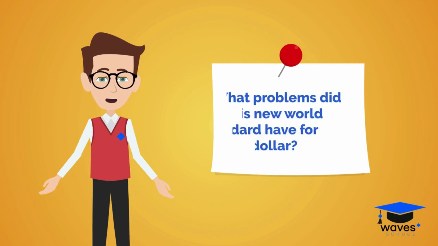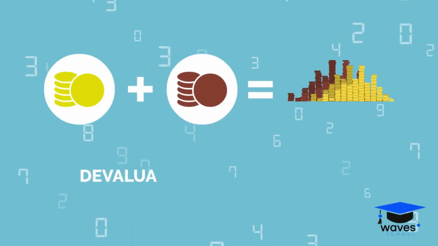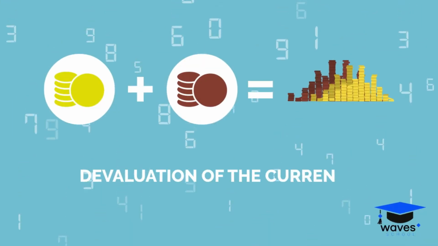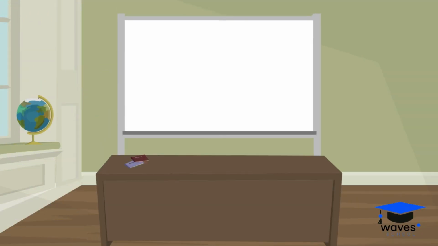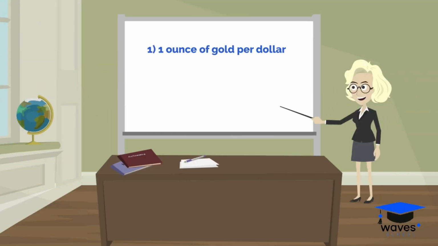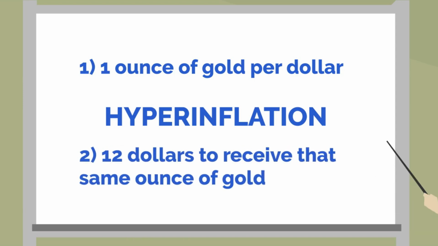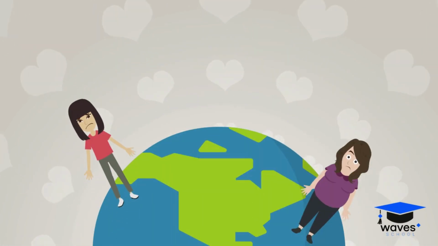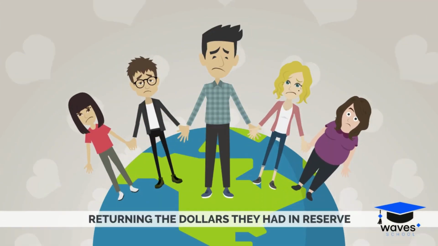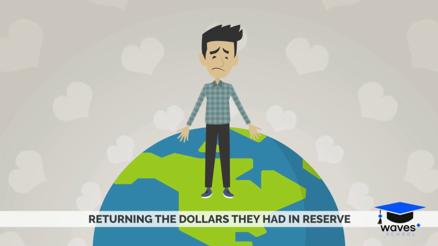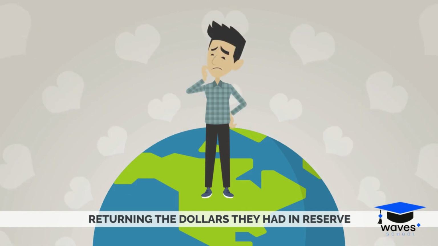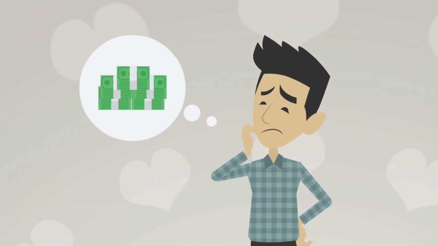What problems did this new world standard have for the dollar? The devaluation of the currency was so great that we went from initially claiming 1 ounce of gold per dollar to, after the hyperinflation, having to pay over $12 to receive that same ounce of gold. Countries quickly realized the situation and decided to claim the gold to which they were entitled by returning the dollars they had in reserve. The government of the United States was then forced to make a decision.